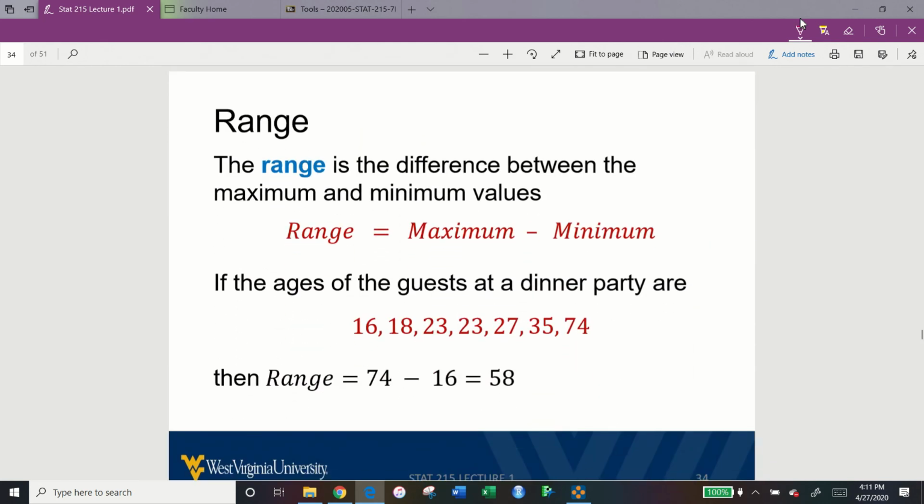First thing to talk about is range, that simple range. Range is the difference between the maximum and the minimum values, or formula-wise, range equals maximum minus minimum. If the ages of the guests at a dinner party are 16, 18, 23, 23, 27, 35, 74, then the range is the highest minus the lowest, so 74 minus 16, which equals 58.